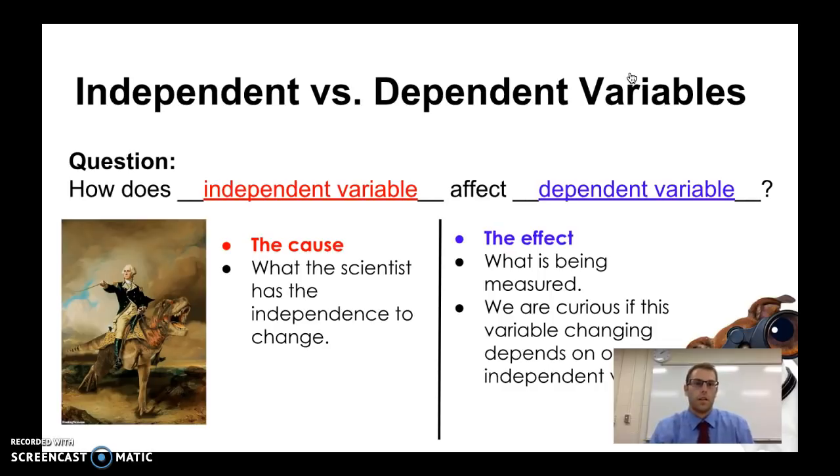So in the case of, do distractions affect reaction time, you get to choose whether to have distractions or not. The next variable, the dependent variable, is the effect. It's what you are measuring in your experiment. We're curious if the variable changing depends on the independent variable.